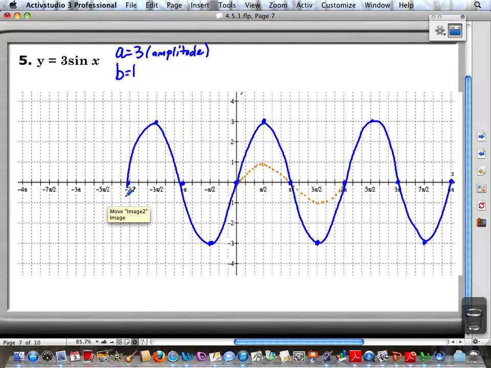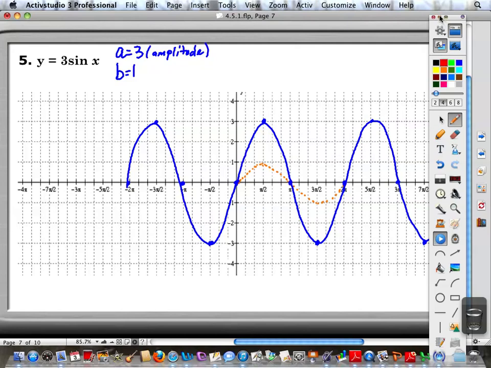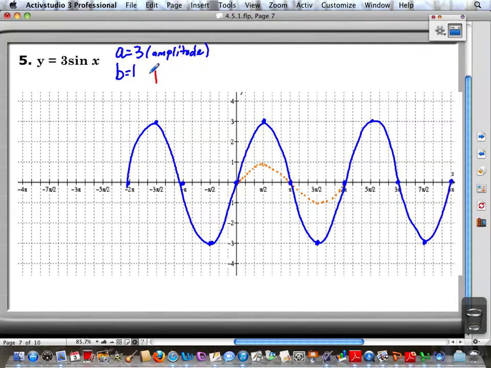And notice that every 2 pi, my period, since b is 1, that means my period is still 2 pi from 0 to 2 pi, 4 pi, -2 pi. Every 2 pi, I've got the same looking graph. Okay? It just repeats itself every 2 pi radians. Every revolution, that graph starts to repeat itself.